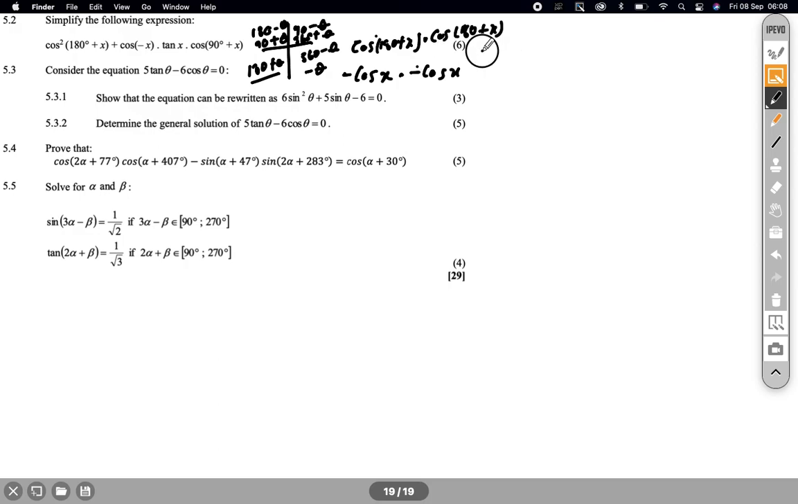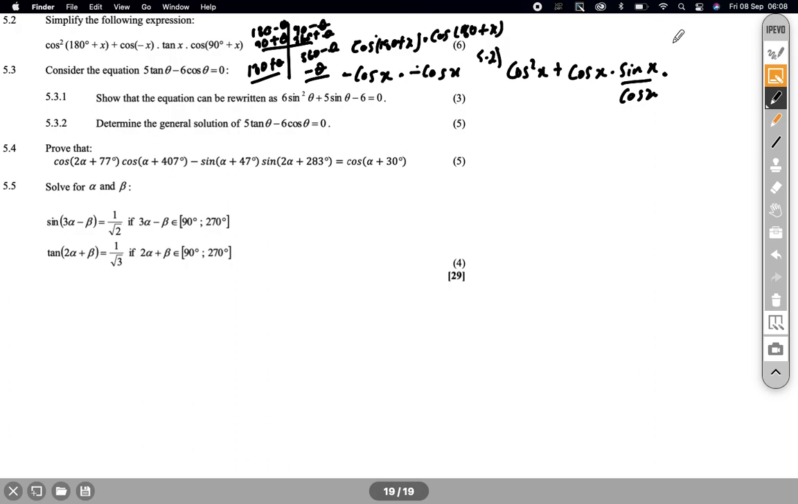Therefore, we will have positive cos squared x plus, now remember negative theta is here, so we have negative x and cos is positive in the fourth quadrant. Therefore, we will have positive cos x multiplied by tan x, which we can write as sine x over cos x multiplied by cos(90 plus x).